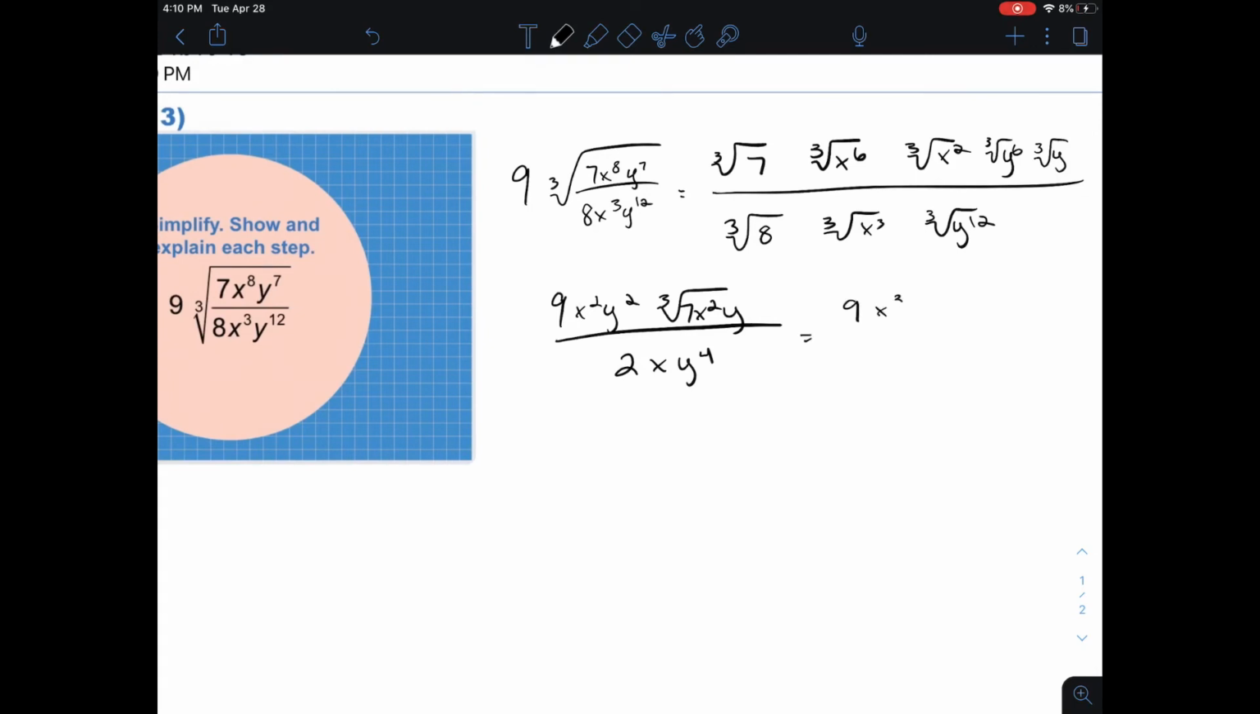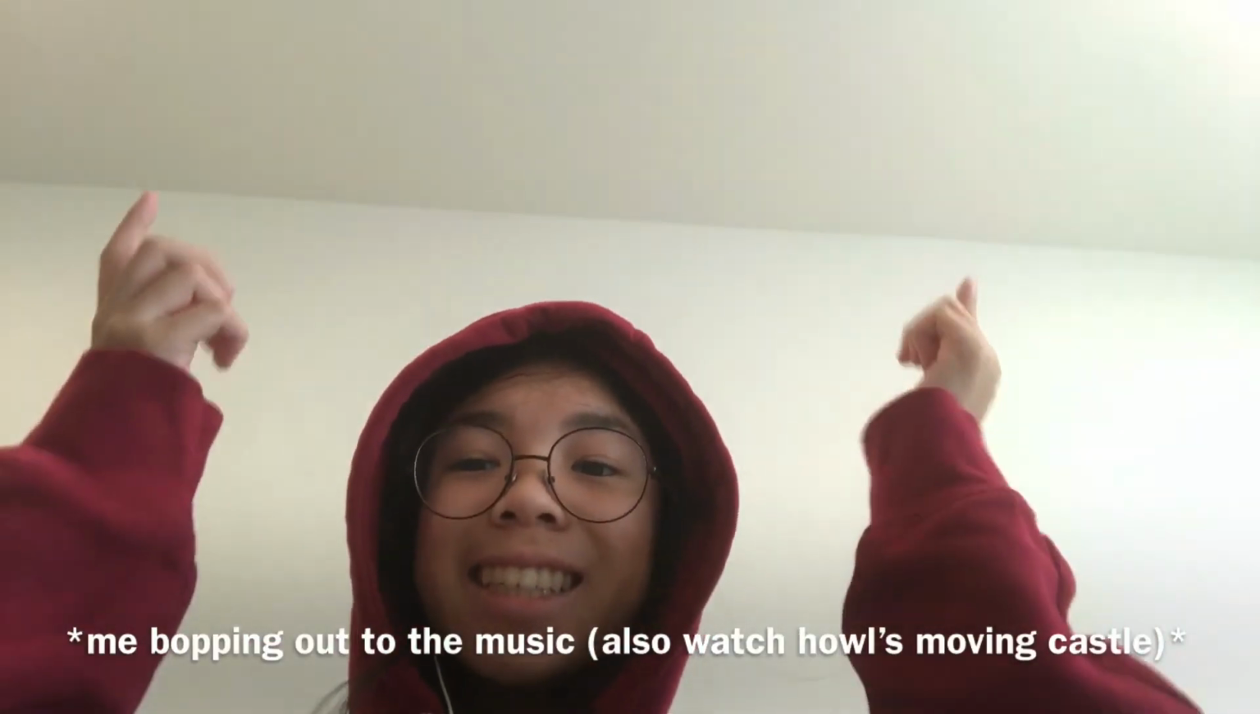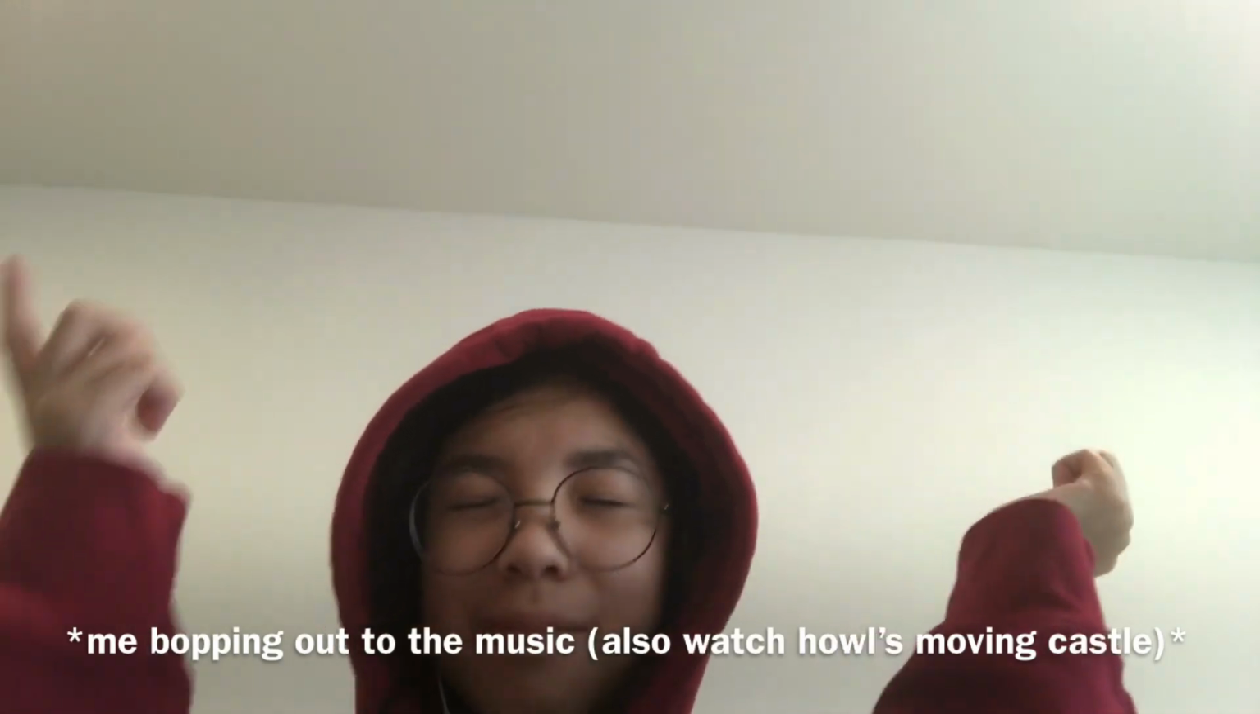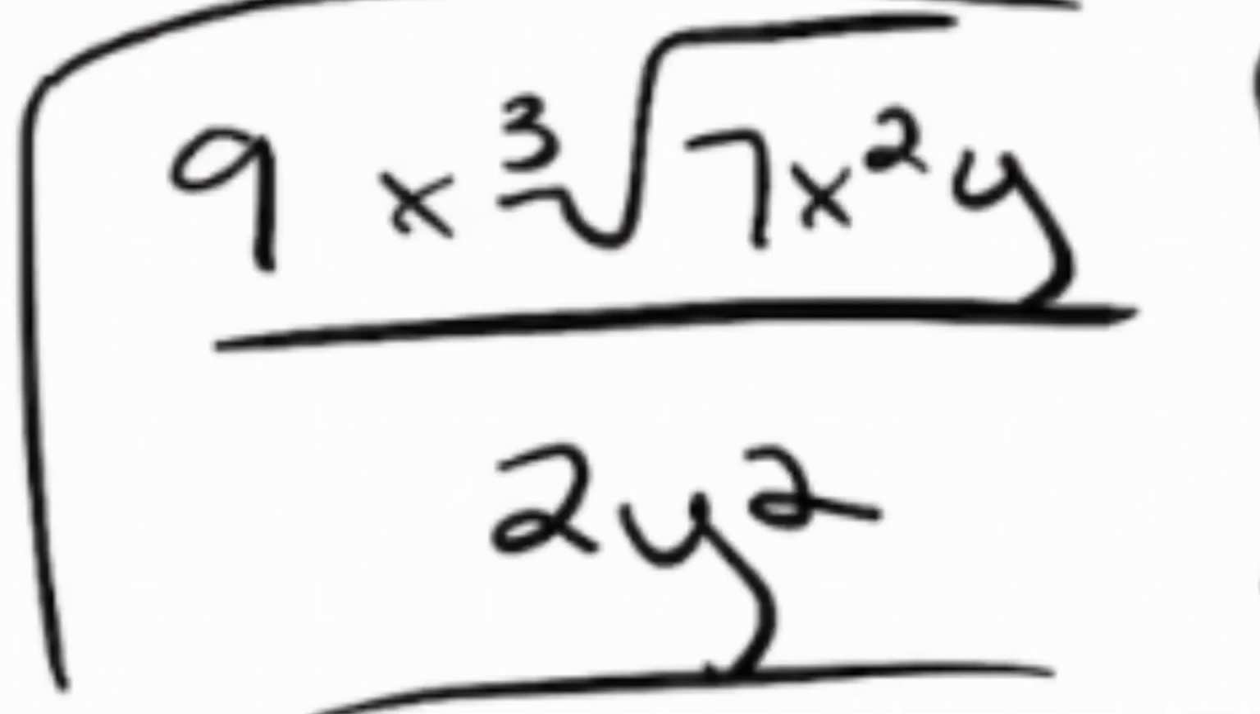To simplify even further, let's find a like term. So we have x squared and x, and so if you subtract that, we get x. We also have y squared and y to the 4th, and if we subtract that, we get a negative number, meaning we have to put it on the bottom to make it a positive number, because that's how fractions work. And there you have it, there's your answer. Yay, that wasn't so hard, even though I thought it would be hard.